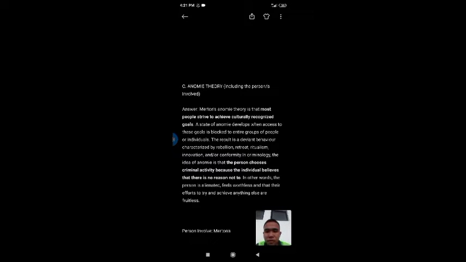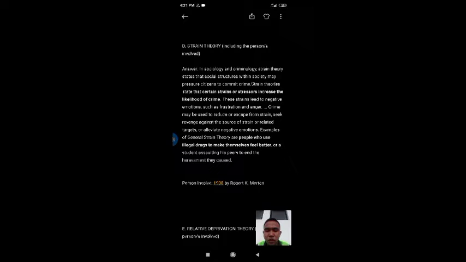So Merton's anomie theory is that most people strive to achieve culturally recognized goals. A state of anomie develops when access to these goals is blocked to entire groups of people or individuals. The result is deviant behavior characterized by rebellion, ritualism, innovation, and conformity. In criminology, the idea of anomie is that a person chooses criminal activity because the individual believes there is no reason not to. In other words, the person is alienated, feels worthless, and feels that their efforts to achieve anything else are fruitless. The person involved in this one is Merton.